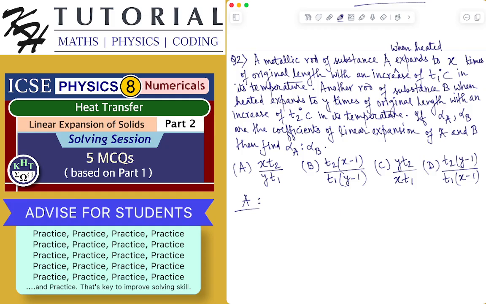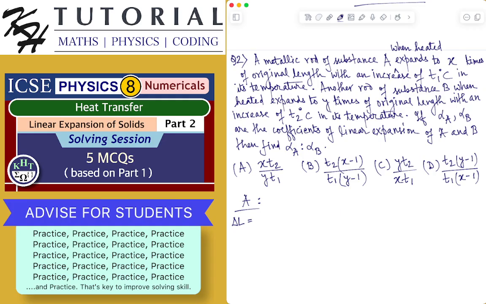It is given that the metallic rod of substance A, when heated, expands to x times of the original length. The original length is not given. So if I consider L to be the original length, then the delta L, that is the increase in length, will be equal to the increase in length. It is saying that a metallic rod of substance A, when heated, expands to x times of original length. That is, the final length after expansion is x times the original length.